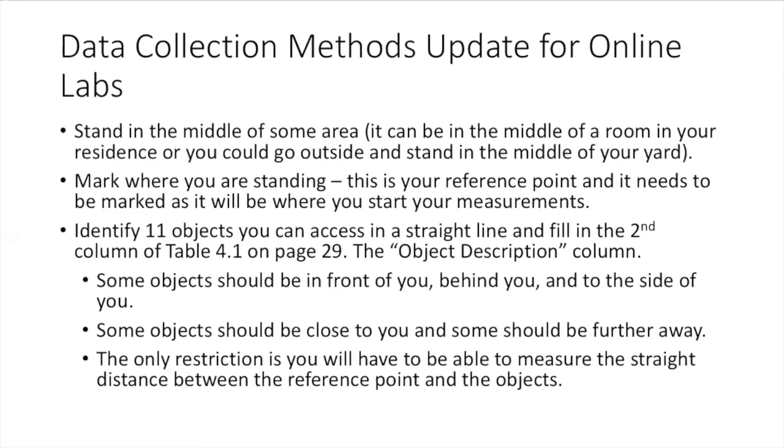Identify 11 objects you can access in a straight line and fill in the second column of Table 4.1 on page 29, the object description column. Some objects should be in front of you, behind you, and to the side of you. Some objects should be close to you, and some should be further away. The only restriction is you will have to be able to measure the straight distance between the reference point and the objects.